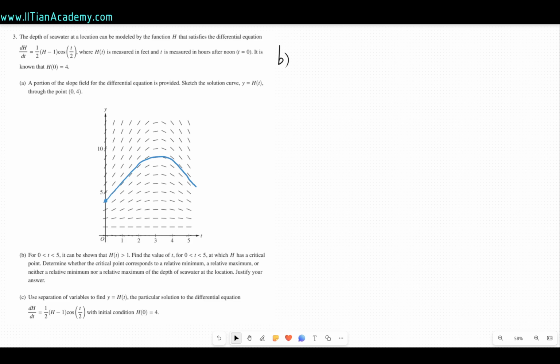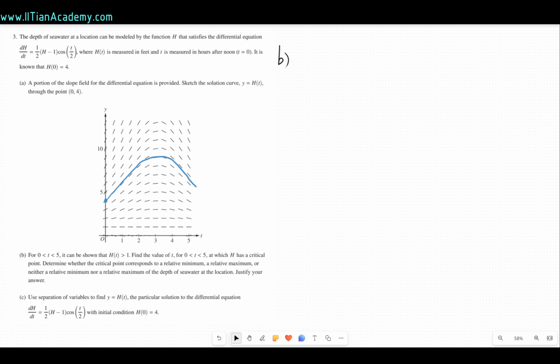So in part B, we're given that on the interval between 0 and 5, it can be shown that the height is larger than 1. And we are told that at some value t in this interval, h has a critical point. We need to find the time at which this critical point happens and whether it is a minimum or a maximum.